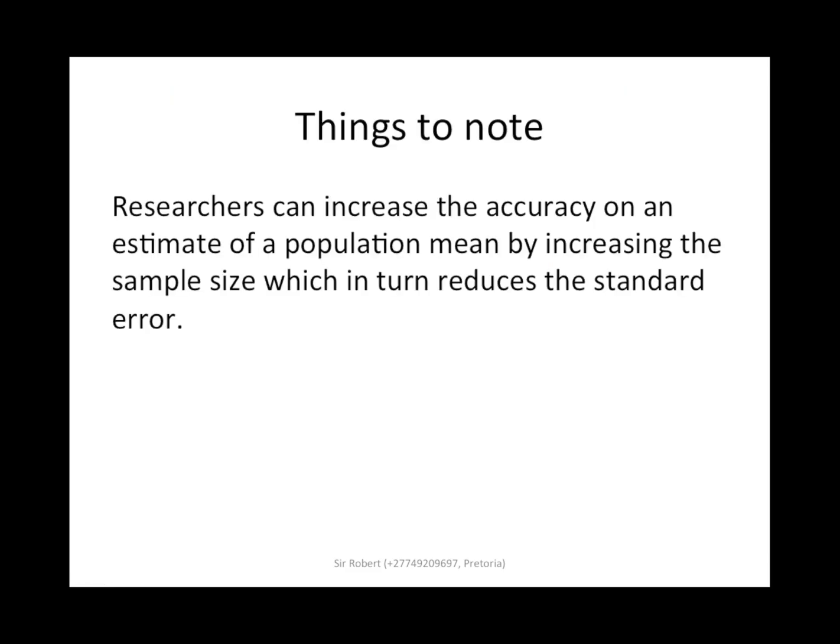Things to note. Researchers can increase the accuracy of an estimate of a population mean by increasing the sample size, which in turn reduces the standard error. Remember, our standard error is standard deviation over square root of n. Let's say our standard deviation is 10 and our sample size is 25. The square root of 25 is 5, so 10 divided by 5 we get 2.